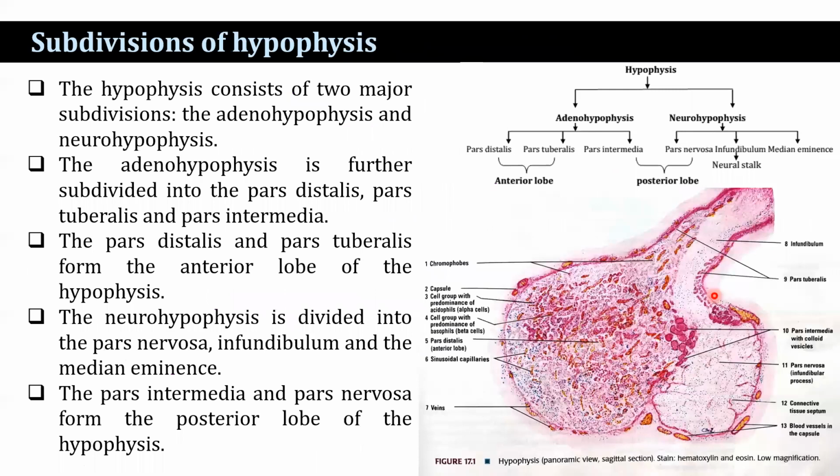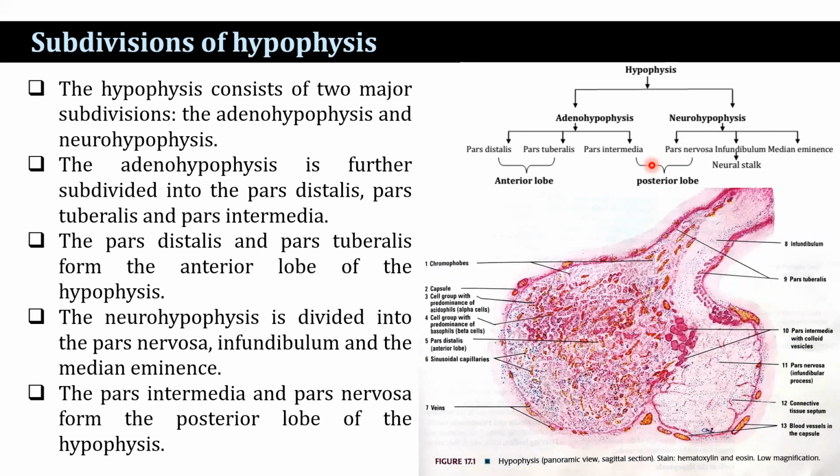Now, the hypophysis is categorized into two portions: the anterior pituitary, the adenohypophysis, and the posterior pituitary, the neurohypophysis. So those are the main divisions. Now the adenohypophysis is further divided into pars distalis, pars tuberalis, and pars intermedia, where the pars distalis and pars tuberalis form the anterior lobe of the hypophysis. The neurohypophysis is divided into pars nervosa, infundibulum, and median eminence; the pars intermedia and the pars nervosa form the posterior lobe of the pituitary.